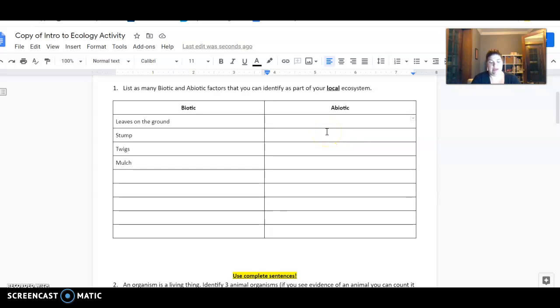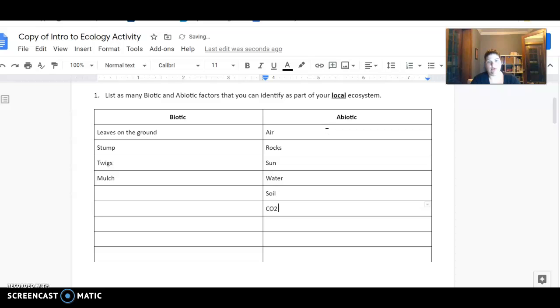So that would be air, rocks, sun, water, soil. For the most part, soil. There are some biotic parts in soil as well. But air, rock, sun, water, soil, CO2, and oxygen, really any elements or minerals.